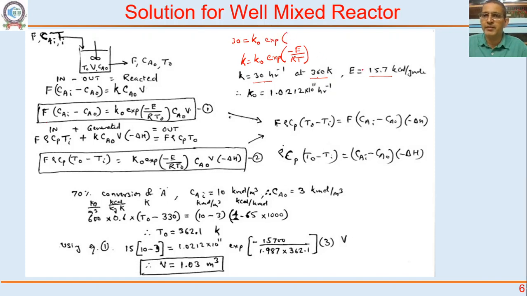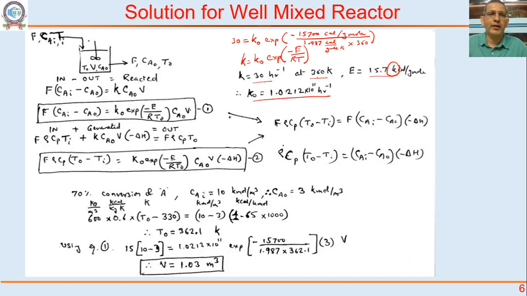Now take care of units. E is 15.7 kilocalories per gram mole, so minus 15,700 calories per gram mole. R you can take 1.987 calories per gram mole Kelvin, and temperature is 360 Kelvin. Right, take care of units. This is kilocalories per gram mole, R is 1.987 calories per gram mole. So take care of units. So this, if you find out, you will find K0 as 1.02 into 10 raised to 11 hour raised to minus 1.